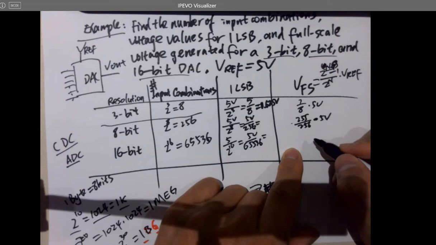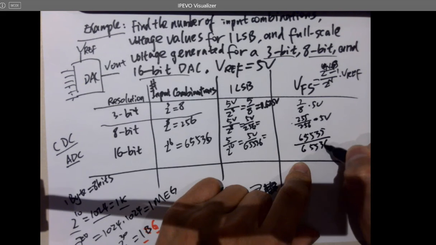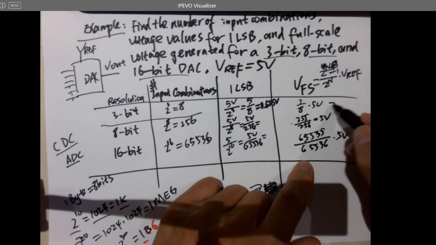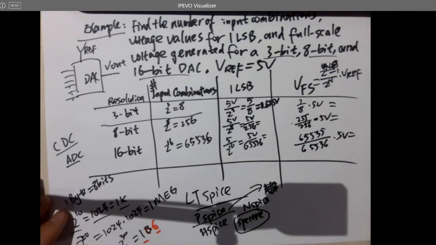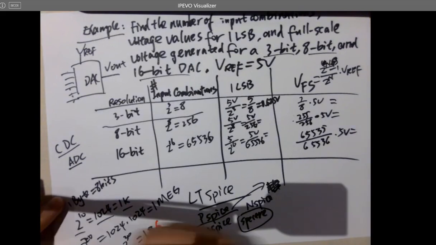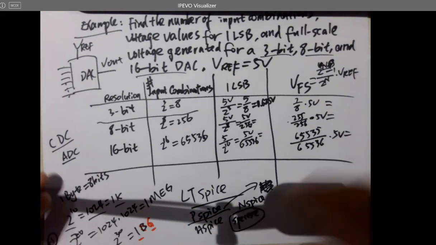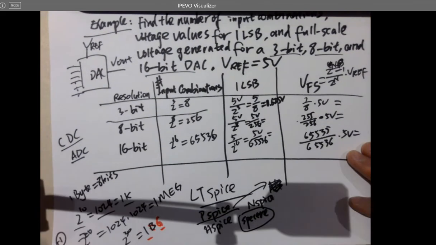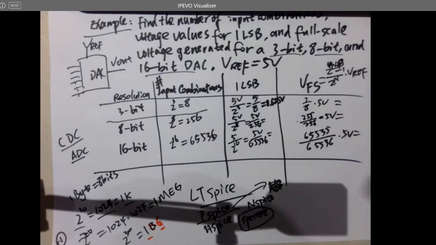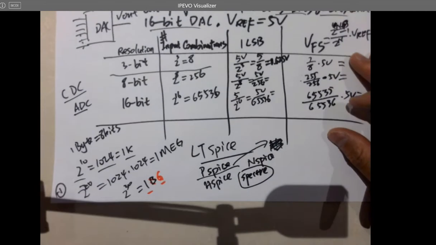It'll be 65535 over 65536 times 5 volts. That's the first example.